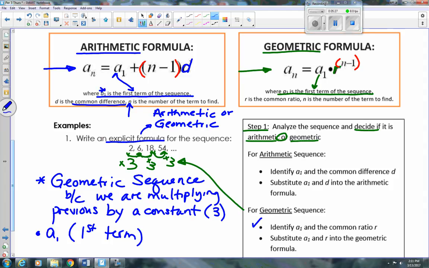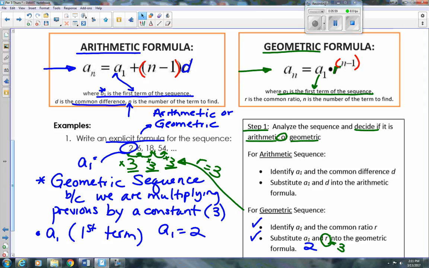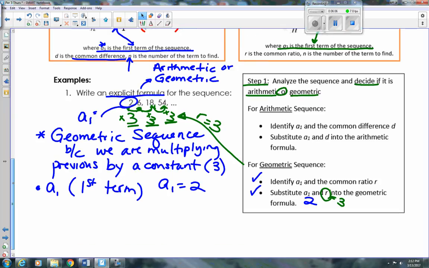A1 in this case is equal to my first term, 2. Next thing I want to do is substitute this a1 value of 2, and I want to substitute my r value. You remember from yesterday, r is that value that we're multiplying by every time. In this case, I'm multiplying by 3, so r is equal to 3, and r is that common ratio. Well, I want to take both of those numbers, that a1 and that r, and substitute them into my geometric formula.